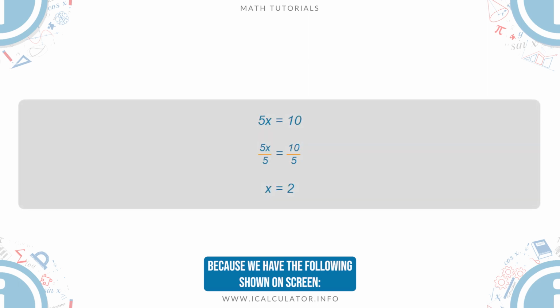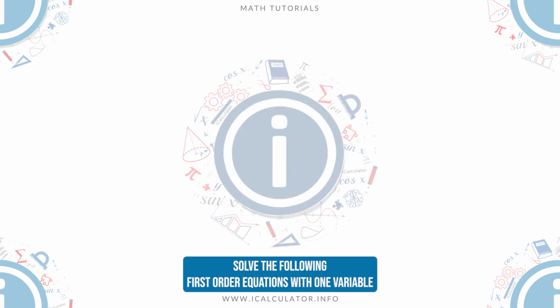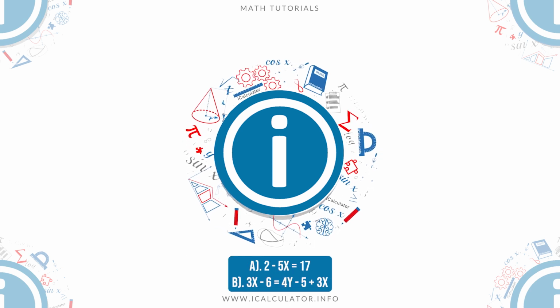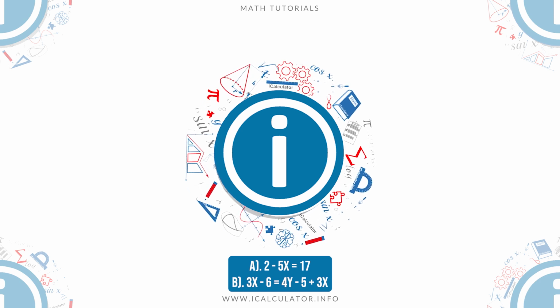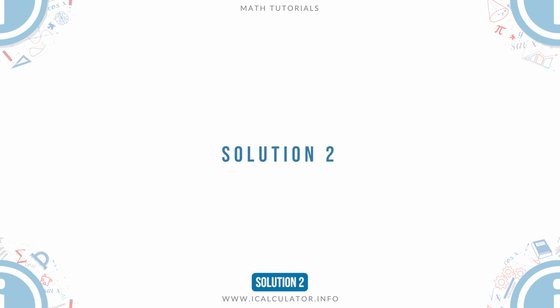Example 2. Solve the following first-order equations with one variable. a, 2 minus 5x equals 17. b, 3x minus 6 equals 4y minus 5 plus 3x. Solution 2.